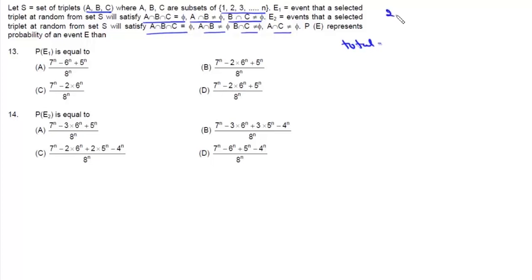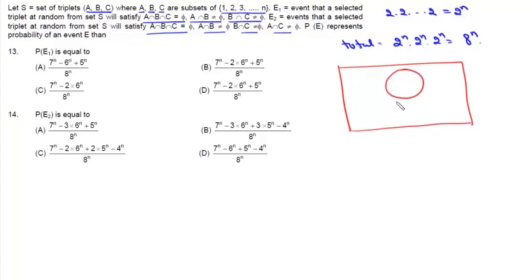Now if we look at the total number of cases for this given set, we can choose any subset in 2 into 2 into 2, n times, that is 2 to the power n ways. So we have 2 to the power n choices for A, 2 to the power n choices for B, and 2 to the power n choices for C. So the total number of choices will be 2 to the power n into 2 to the power n into 2 to the power n, which is simply 8 to the power n.